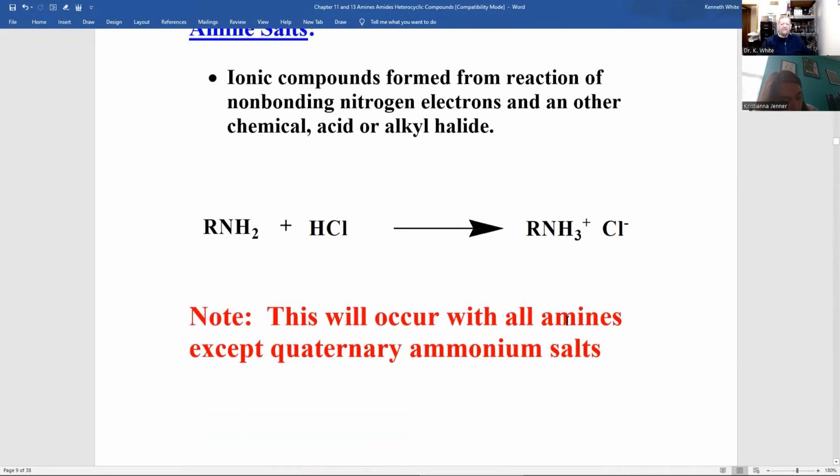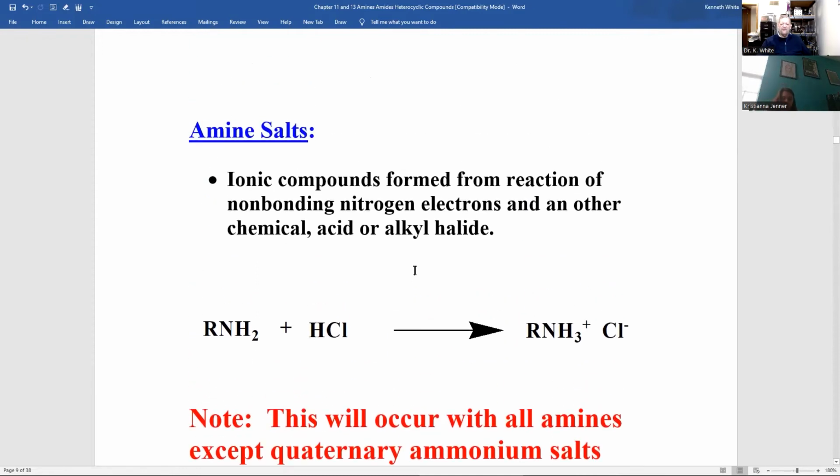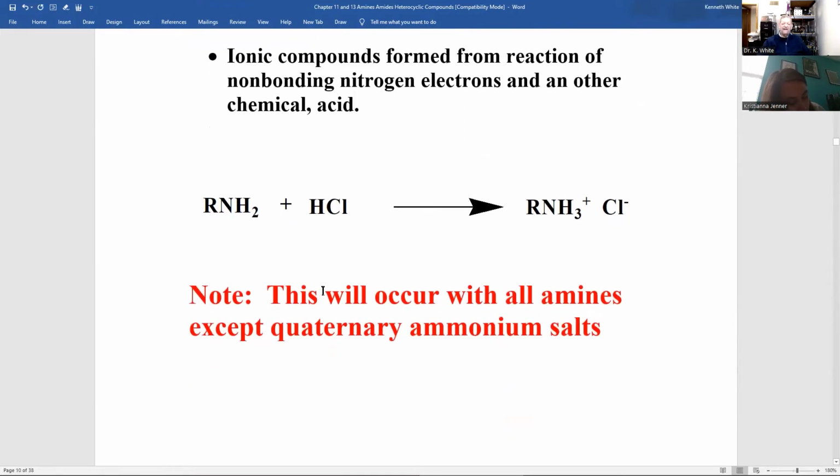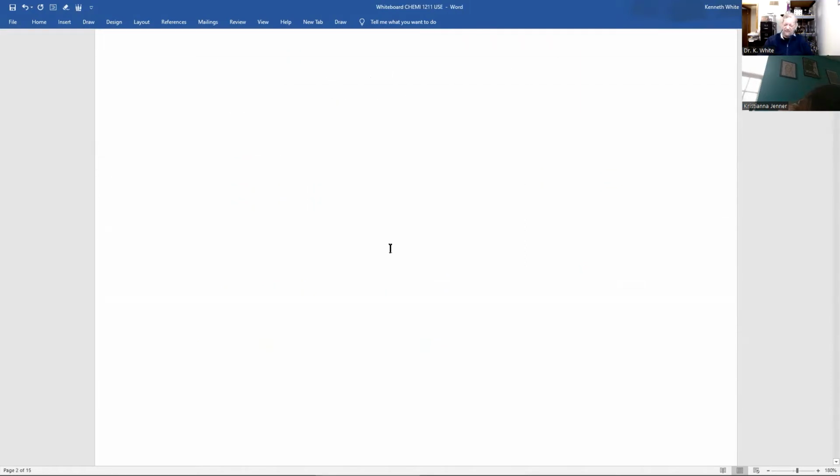Well, guess what? Amines are bases too. And you can form what's called an amine salt. Those are ionic compounds formed from the non-bonding nitrogen electrons and another chemical, an acid. And this will occur with all amines except quaternary ammonium salts. Let me show you a better way, now that I know better, to teach this general reaction.